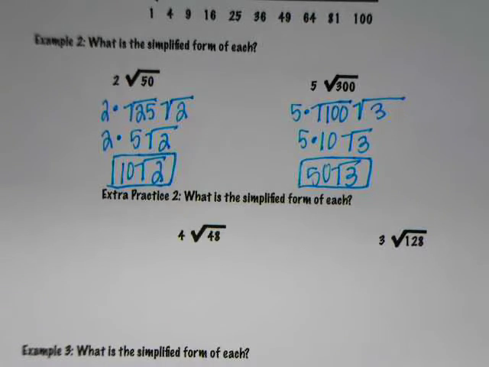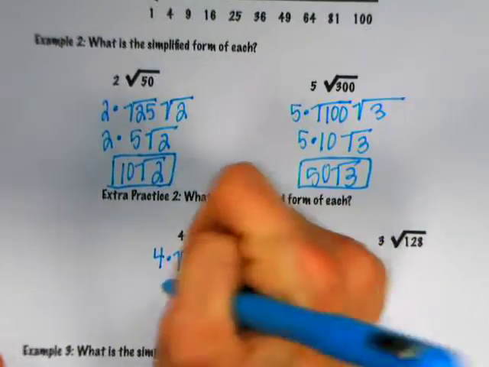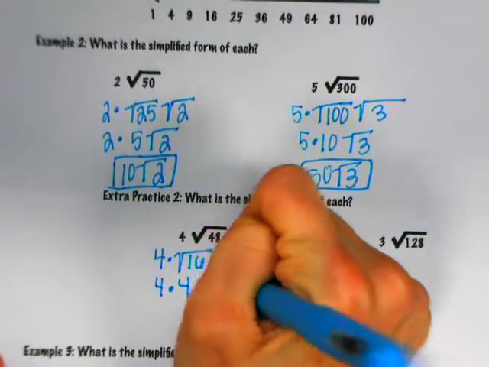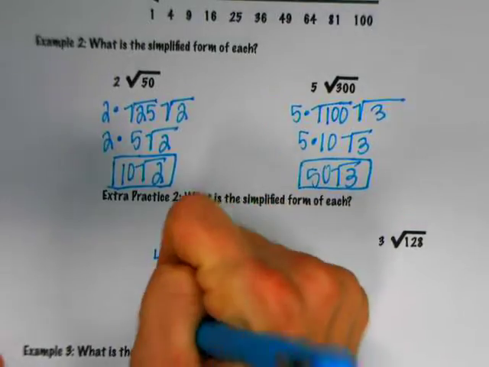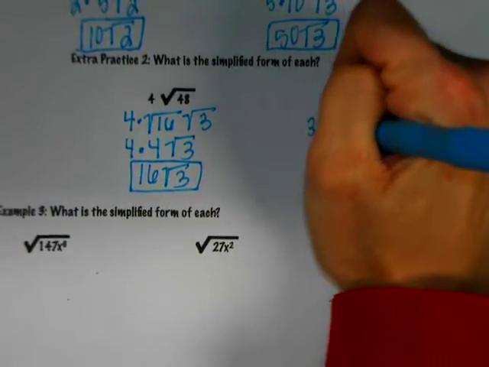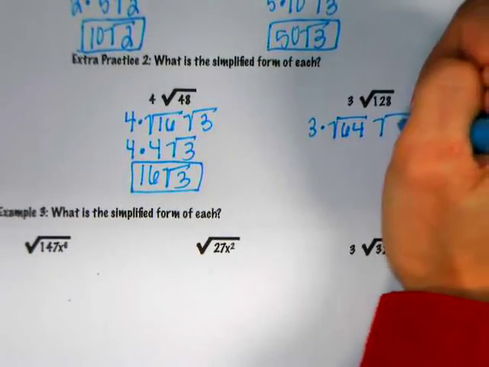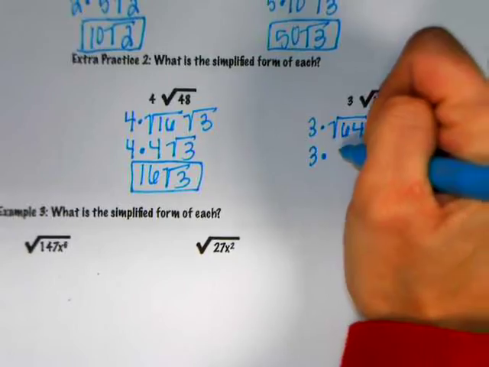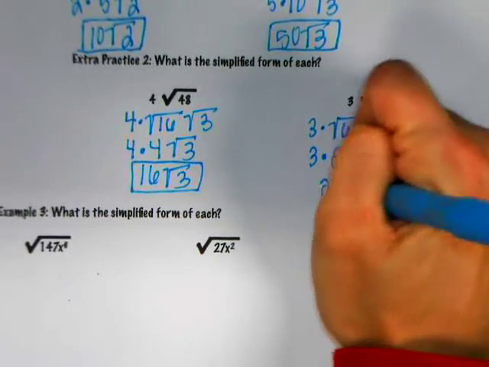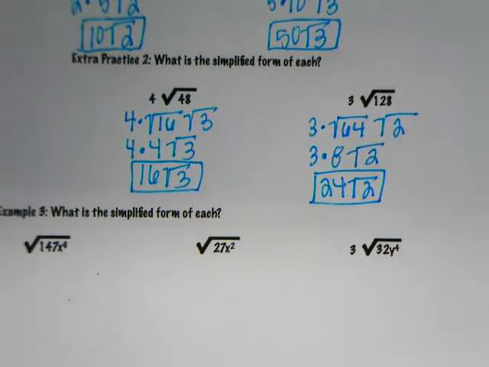Okay, so for the first one, what's the biggest number that goes into 48? 16. 16 times what? 3. And then the square root of 16. So you should get 16 radical 3. All right. And then 128, what'd you guys use? 64 times 2, and then the square root of 64 is what? So you should have 24 radical 2. Good? Okay.